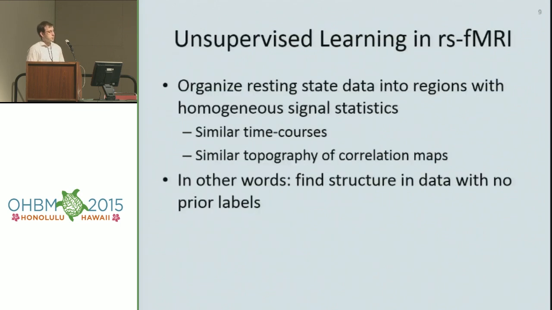So when we say unsupervised learning in resting state fMRI, we mean that we're trying to organize the data into regions with similar statistics, so to find homogeneous regions. This could either be similar time courses or more often similar topography of correlation maps. So in other words, we're trying to find structure in unlabeled data.